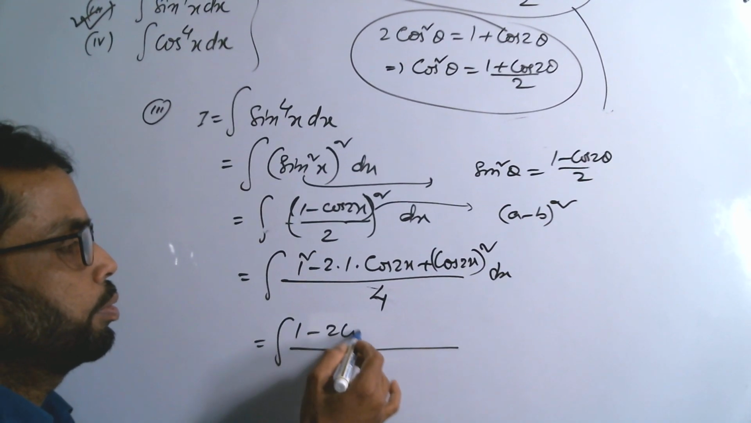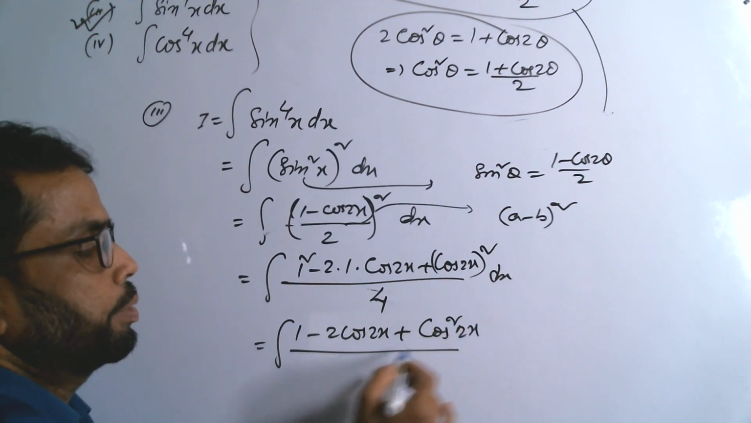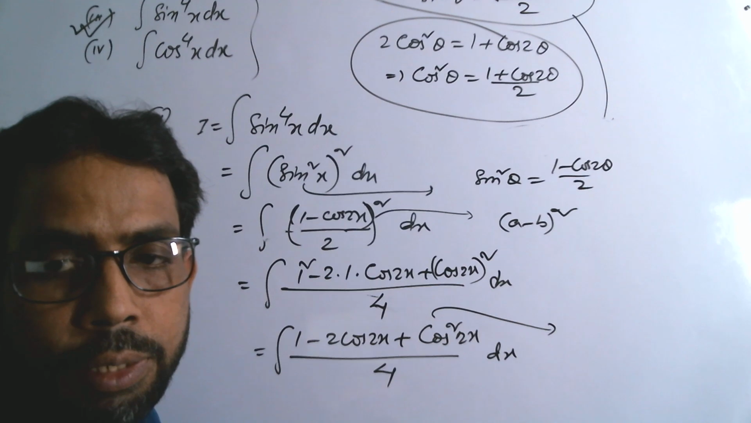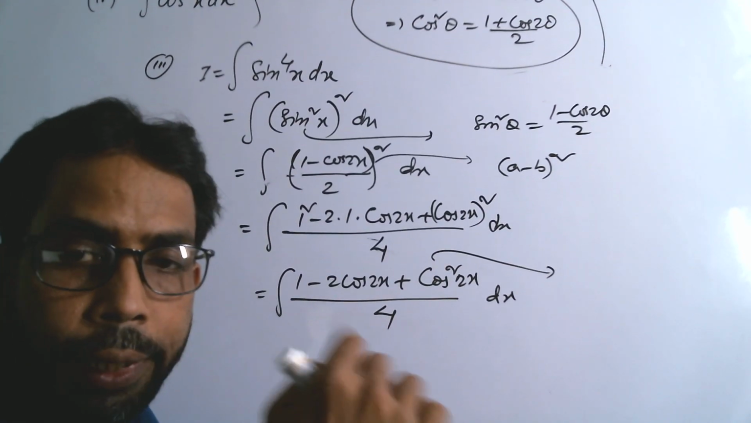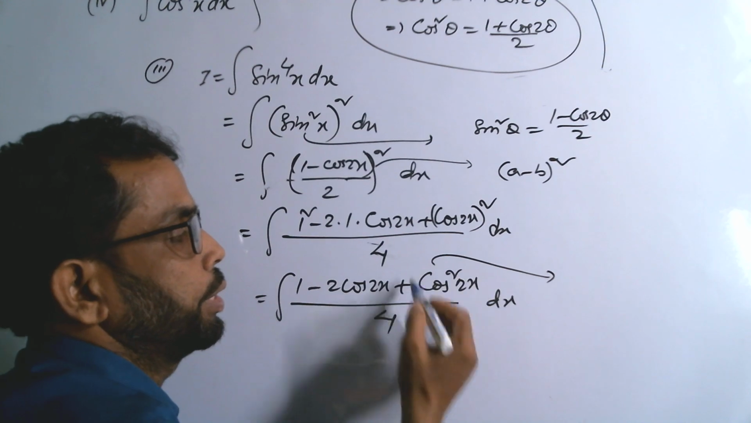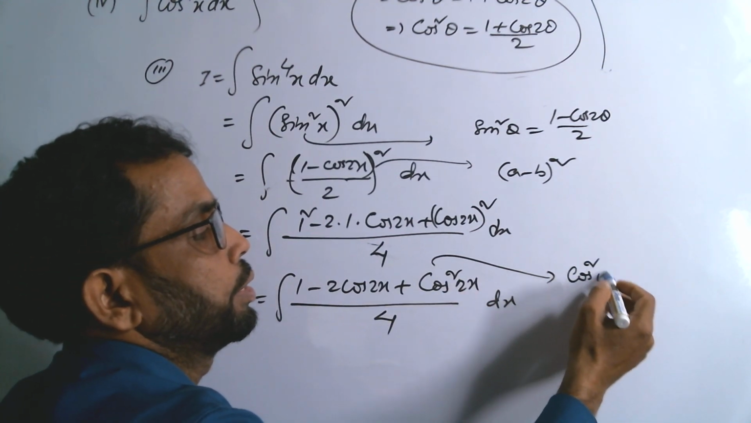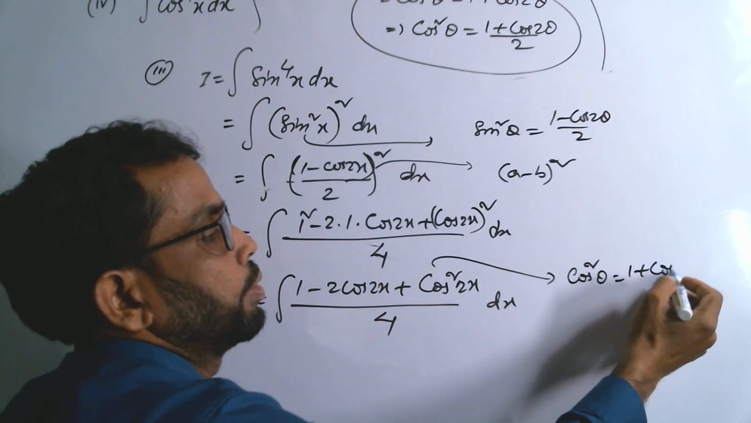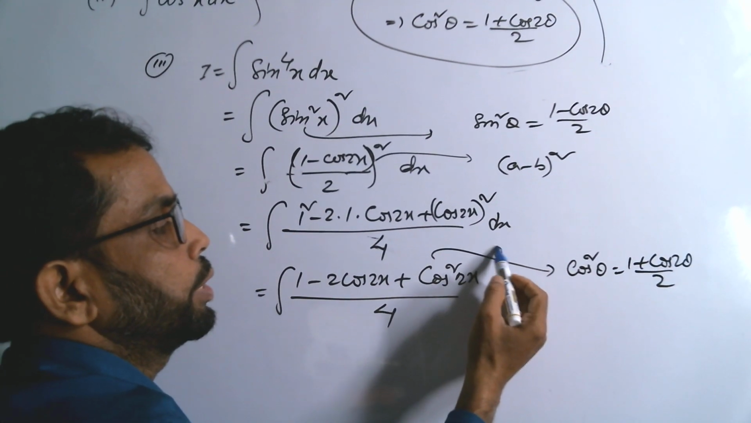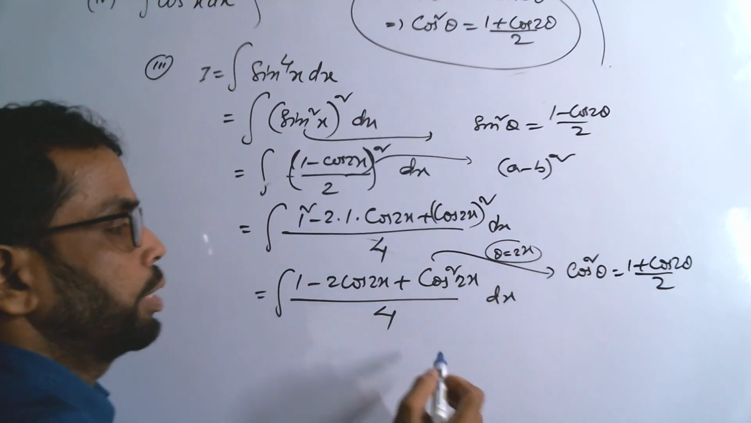1 minus 2 cos 2x plus cos square 2x, by 4. Now we must use the cos identity here again, cos square. For any even power, we must use the two identities, sine square and cos square. Here we are going to use cos square. We have learned cos square theta is 1 plus cos 2 theta divided by 2. Now here theta is 2x. So let us use this identity.